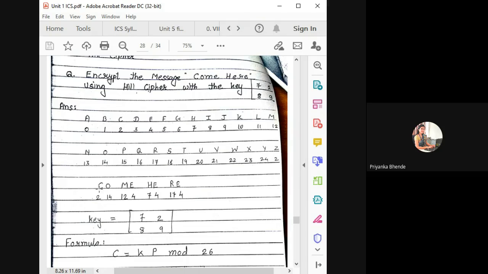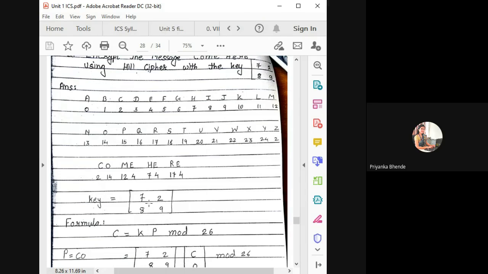Now in the next step, this plain text is converted into pairs. CO is the first pair, ME is the second pair, HE is the third pair, and RE is the fourth pair. And our key, which is given to us, is 7289 in the form of a 2 by 2 matrix.